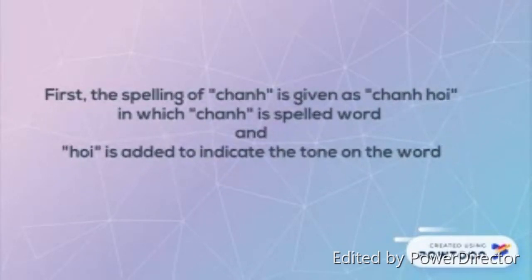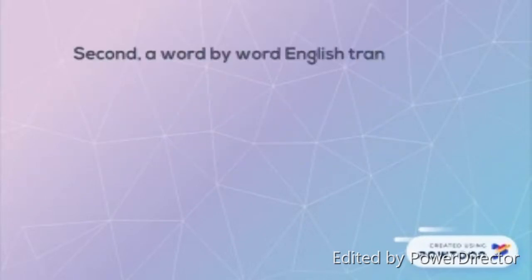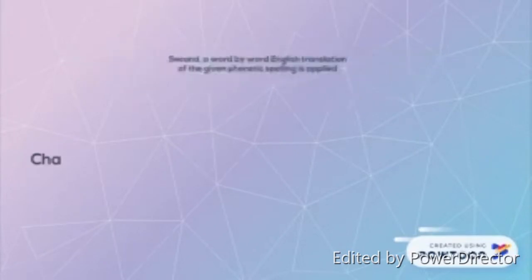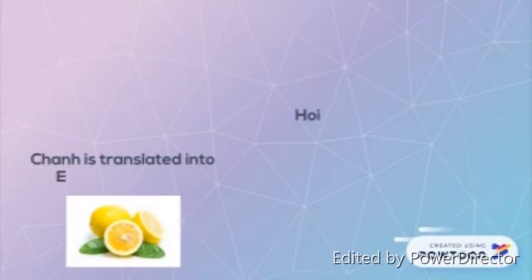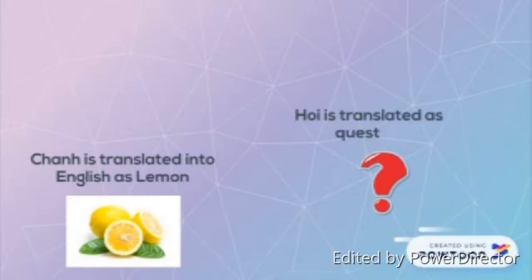First, the spelling of Chan is given as Chan Oi, in which Chan is the spelled word and Oi is added to indicate the tone of the word. Second, a word-by-word English translation of the given phonetic spelling is applied. Chan is translated into English as lemon and Oi is translated as question. The combination of the two translated words creates the phrase lemon question, which is used instead of the English words stuck up or the Vietnamese word Chan.